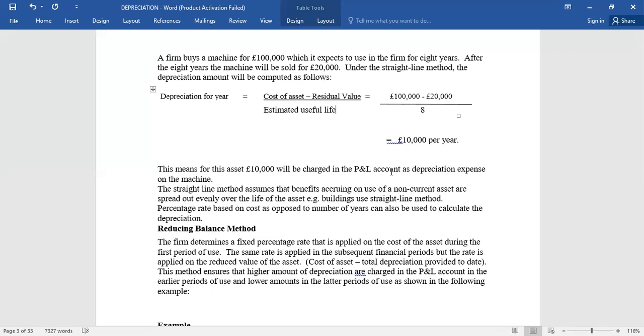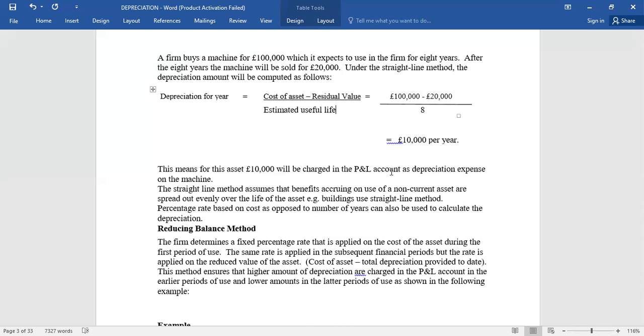So we are talking of the cost of the asset less the total depreciation that will be provided as at a given date. So the method ensures that the higher amount of depreciation are charged in the profit and loss account in the earlier period. The assumption is, for example, if we have a plant and machinery that is being used in the farm, it will be more efficient when it is new.